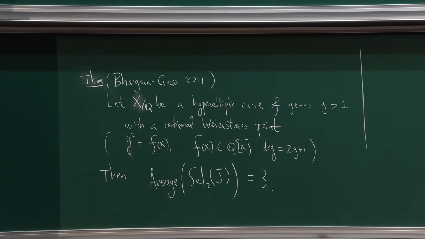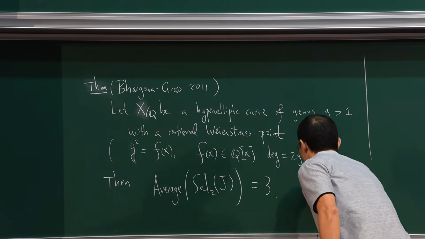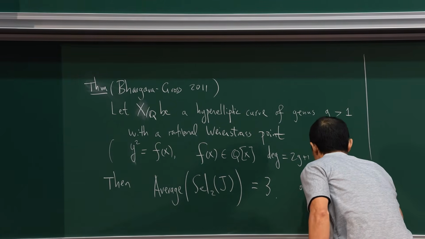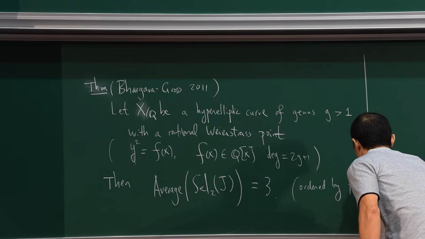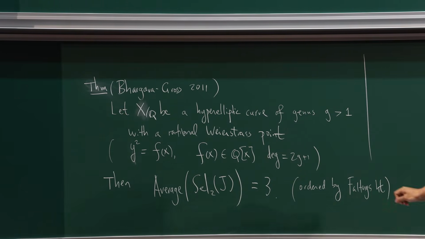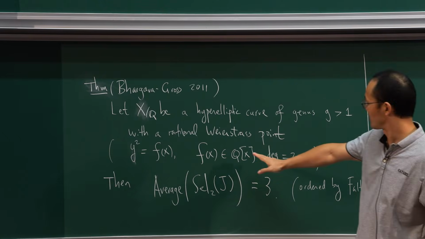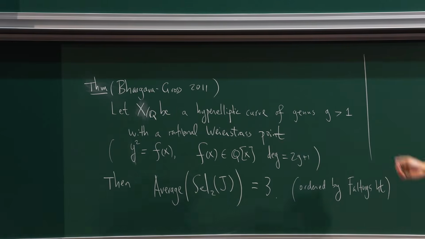So this average, we have infinitely many, of course, infinitely many curves here, so we need to order by height, or more precisely by Faltings height. Or if you are not familiar with this, you can think it's just ordered by the height of the coefficients. So we already have equations. We have coefficients, just like this Weierstrass equation for elliptic curves, and then we just count the height of their coefficients.